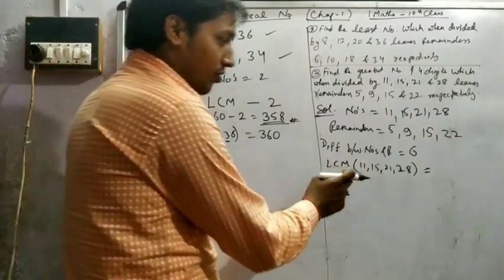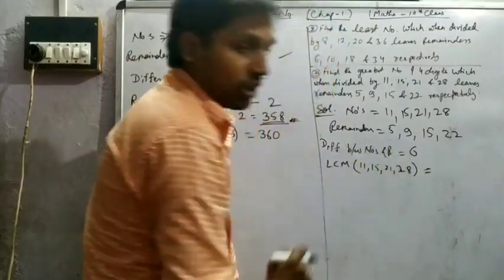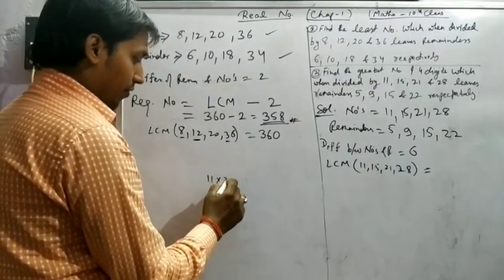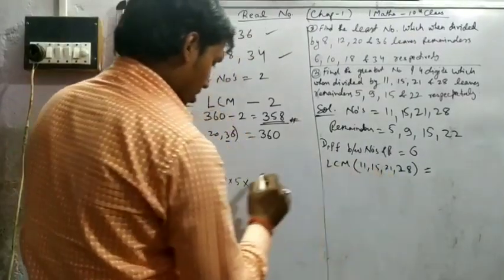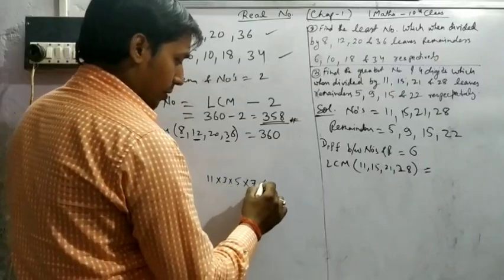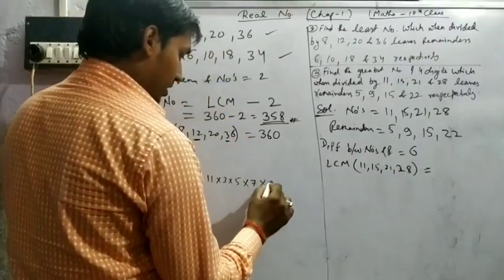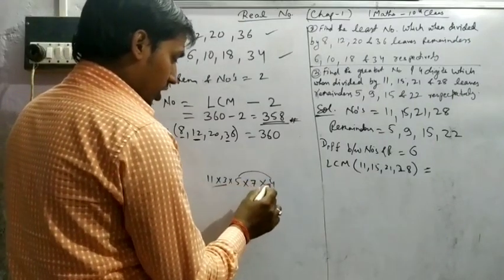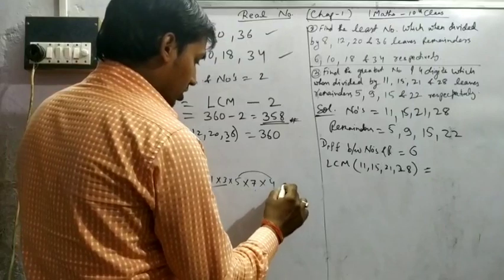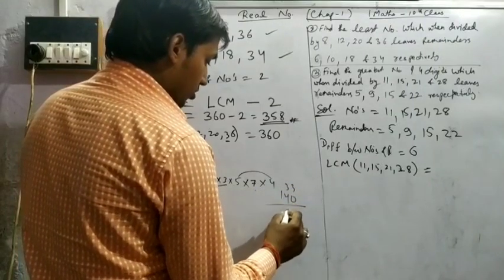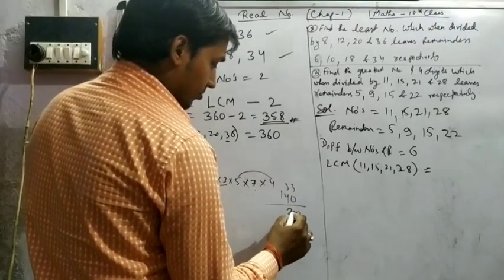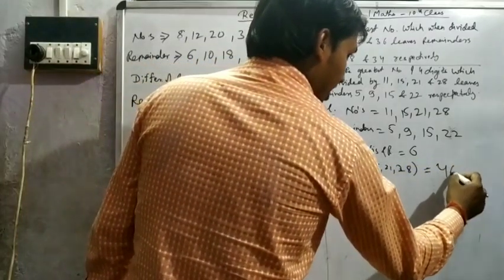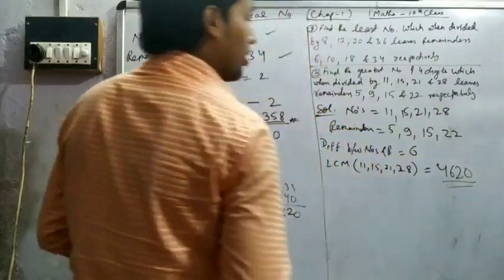So the LCM of 11, 15, 21 and 28 is equal to 11, 15, 21, where the 3 is already here, and 28 needs 7 and 4. So 3 times 11 is 33, times 20, 140, 4620. 4620 is the LCM of the given numbers.